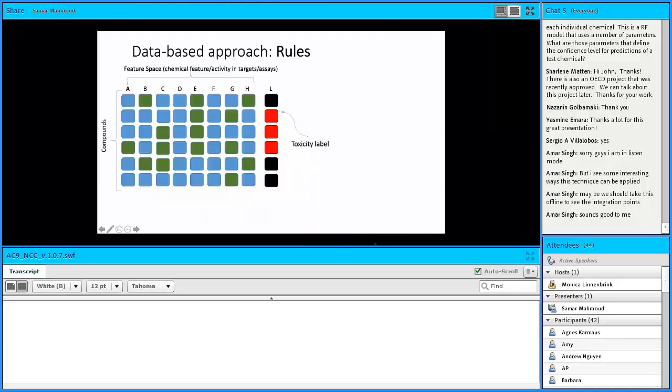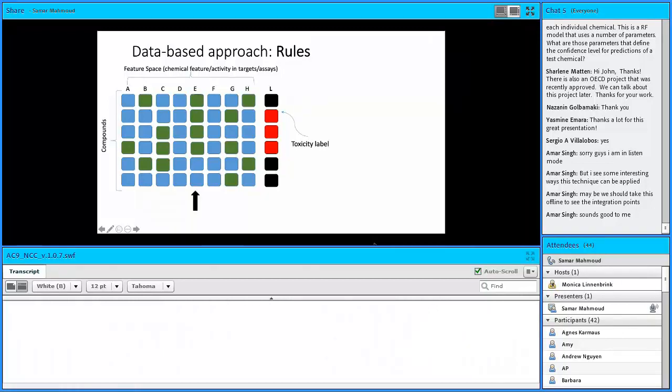One way to achieve that, and this is the algorithm that we have been using in our research, is rule models. And rules are basically a set of feature conditions which are associated with another variable and presented as an if-then statement. So in this hypothetical data that is labeled from A to H, representing the input variables, or the bioactivity measurements or the chemical features, against the toxicity label L, the red is the presence of toxicity and the other colour is the absence of toxicity.